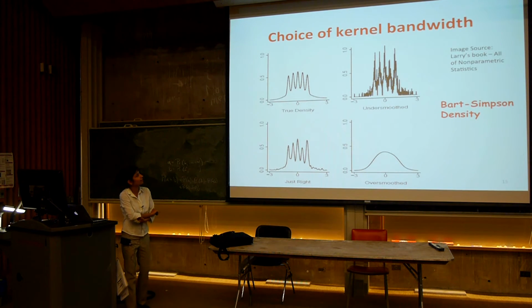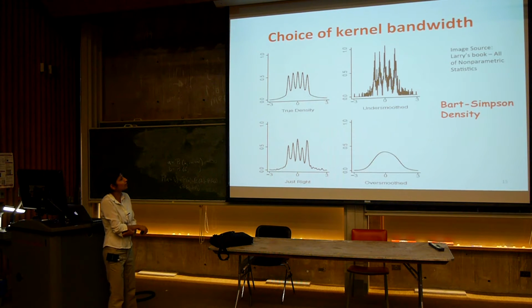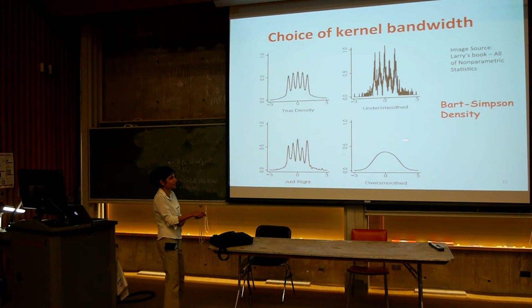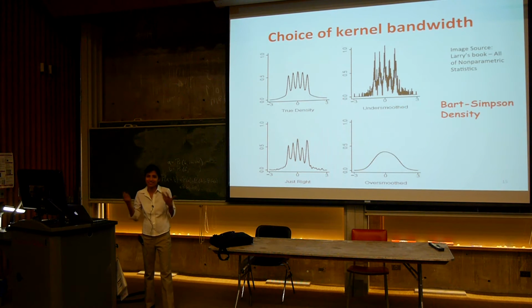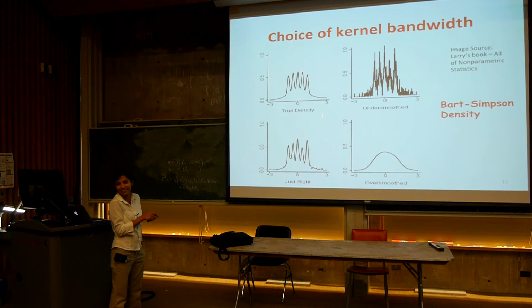And here's again reflecting on this choice of the kernel bin width, or in this case we call it bandwidth, once you have translated it to a kernel. This is an example from Larry Wasserman, who's a professor in statistics here. His book, All of Nonparametric Statistics, has a nice example of what he calls the Bart Simpson density. It looks like the head of Bart Simpson. So here's the true density he generated, which is indeed Bart Simpson's head.